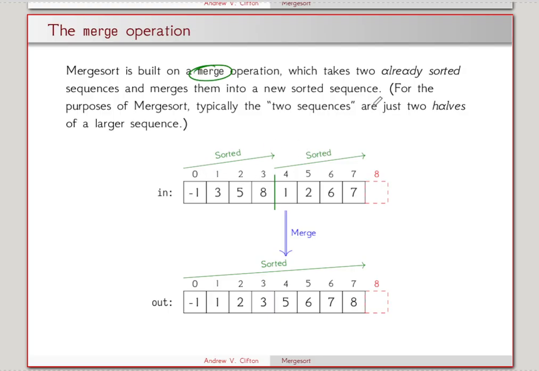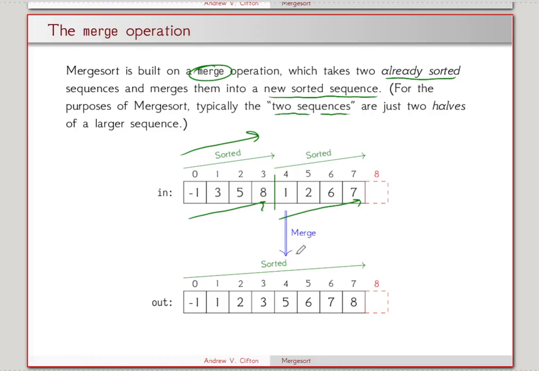So merge takes two already sorted sequences and merges them into a new sorted sequence containing all the stuff from the original ones, but sorted, right? For the way this is going to work here, we're not actually dealing with two separate sequences. They're just two halves of an array. So here we've got an array. Its left half is sorted in ascending order: -1, 3, 5, and 8. And its right half is sorted in ascending order: 1, 2, 6, 7.